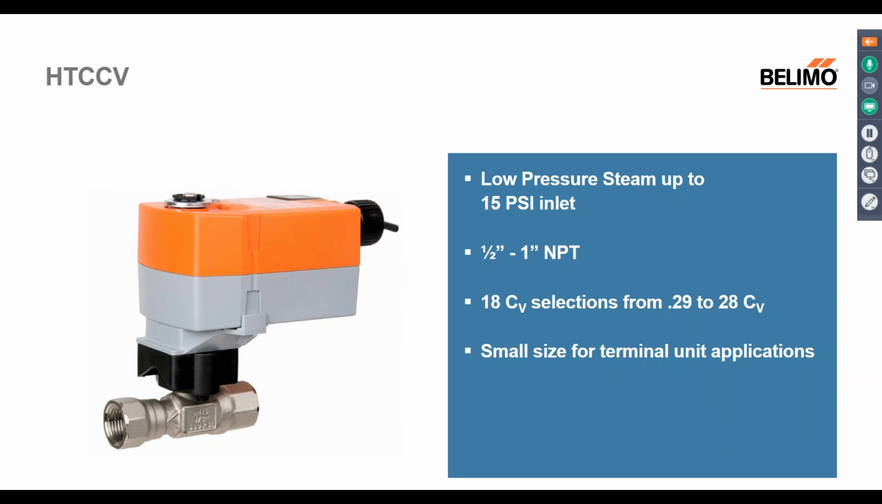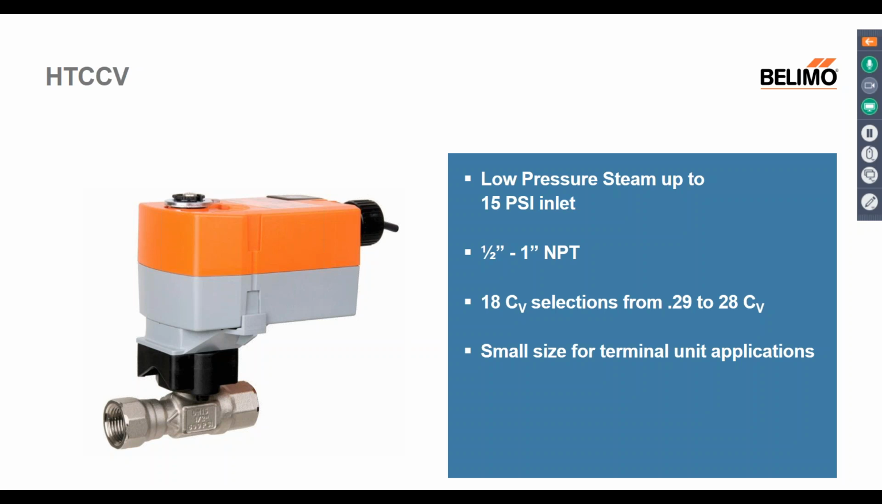So the HTCCV I talked about a little bit. This is up to 15 PSI. Great for small air handler units, fan coil units, terminal units, any small terminal unit. It is really a compact solution compared to a globe valve.